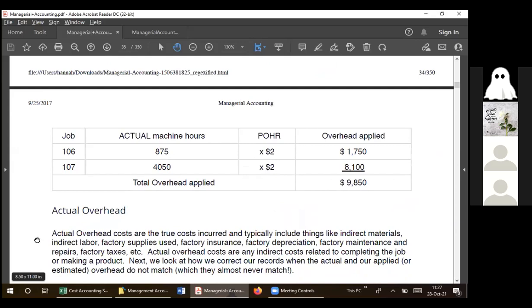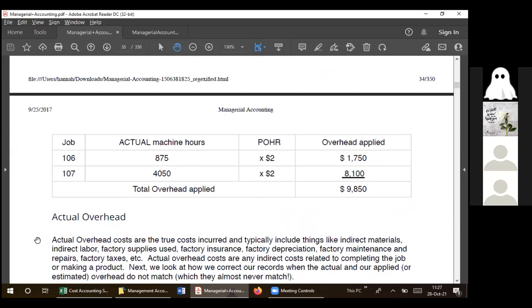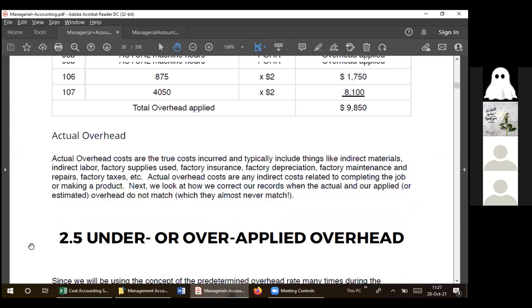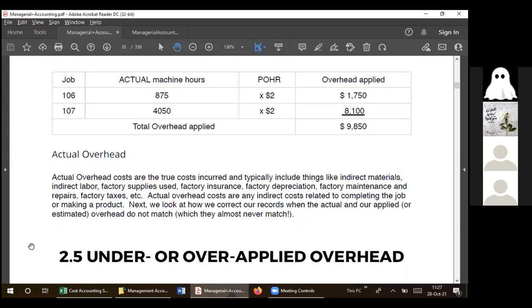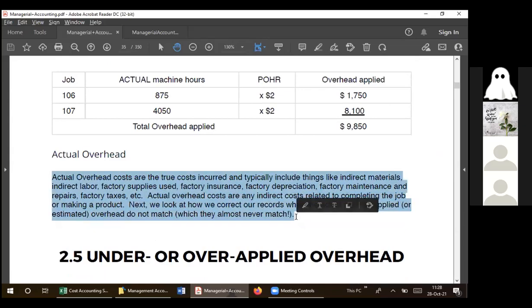So there is a paragraph here about actual overhead. There is not much calculation because actual overhead nobody knows. Actual overhead are only known after the job is done. Okay, so they are not of very much use in cost analysis. They might be very useful in statement of cost preparation, but for making predetermined cost, they are not very useful.